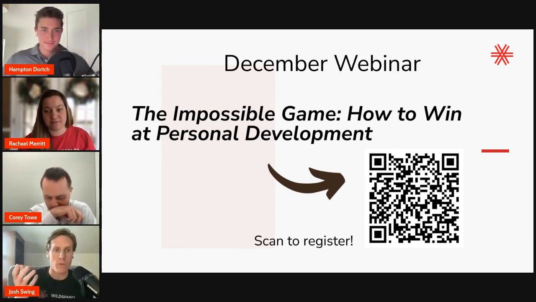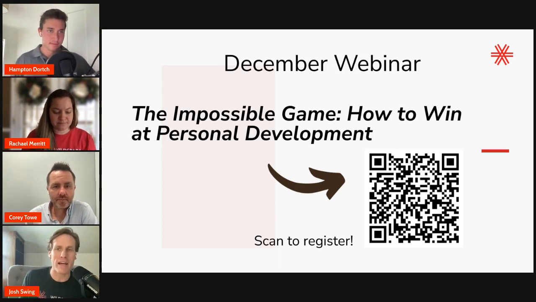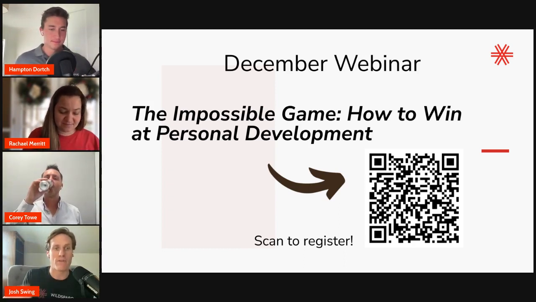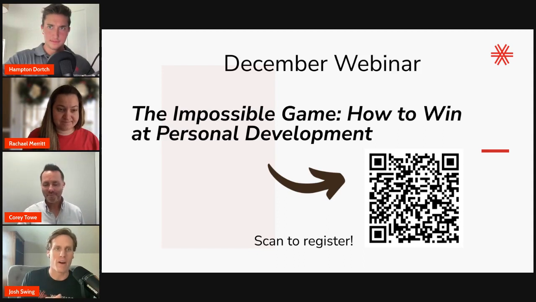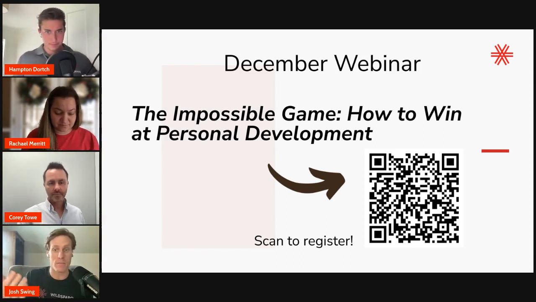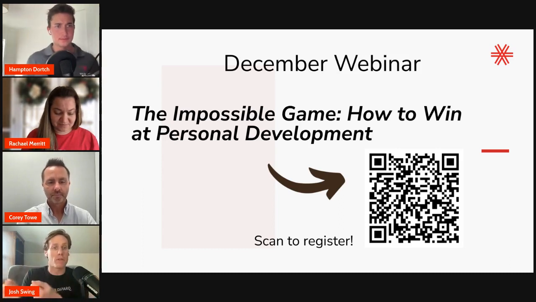The next webinar in December is going to be on something we call the impossible game, how to win at personal development. And it's called the impossible game not because it is impossible, but because it feels impossible a lot of times to balance all the different areas of our life: our health, our spiritual journey, our relationships inside and outside of work, and the business side of what we get to do. So this next webinar is going to be more personally focused, but it's definitely something that you'll be able to take and implement with your teams.